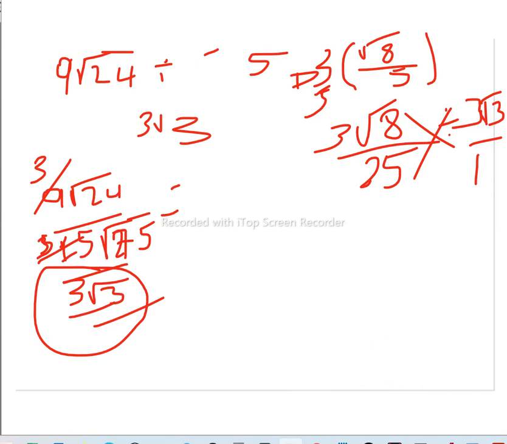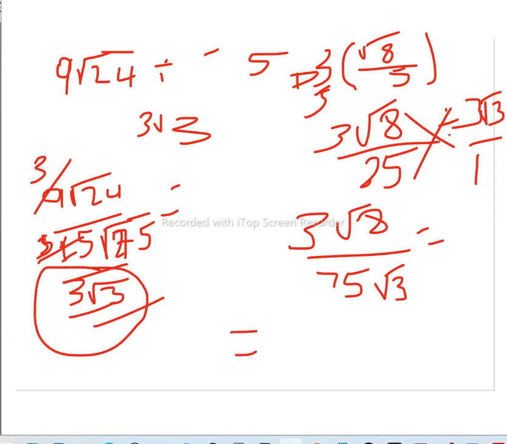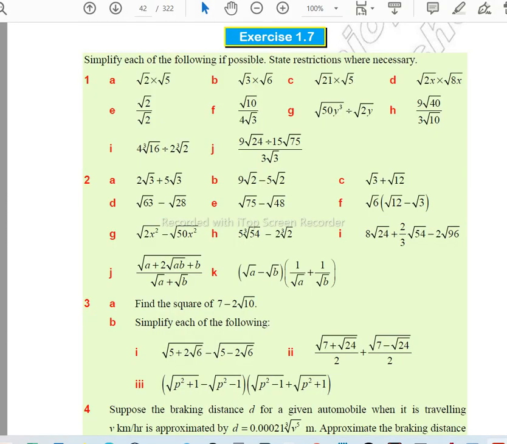Okay, when we crisscross, 3 square root of 8 times 1 is the same as this, 25 times 3, which is 75 square root of 3. When we simplify this 3 by 3, 1, so square root of 8 over 25 square root of 3. This is the final simplified answer for question number J.